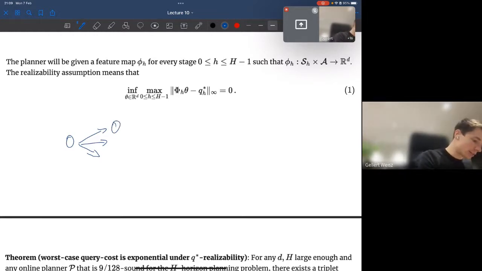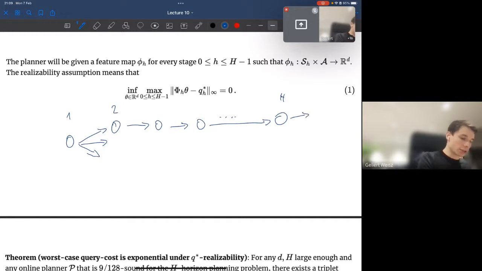So we have H stages, which means you start from stage 1, then whatever action you take, you enter stage 2, and so on and so forth. After capital H stages, you take an action and you're done. Then Q star is defined as the sum of rewards from t equals 1 to H, and it's not discounted. It's just the sum of the rewards.